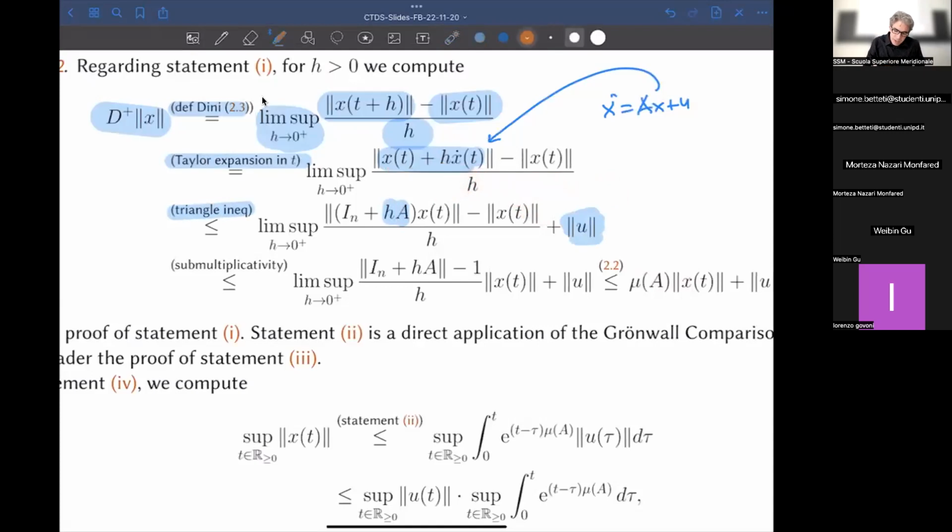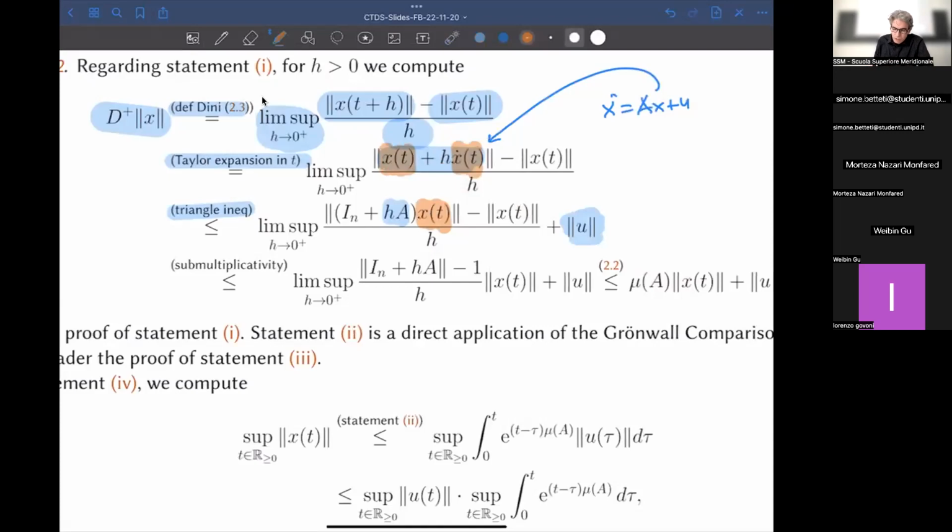And then I have a copy of x from here and a copy of x from here, because x dot is Ax, so I have a copy of x. And then I've collected, and the first copy of x multiplies the identity. The second copy of x multiplies identity plus hA. Any questions?